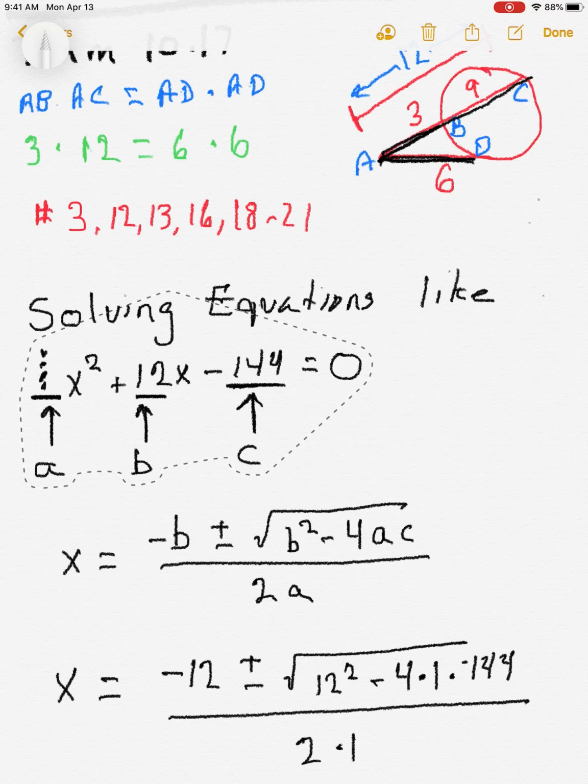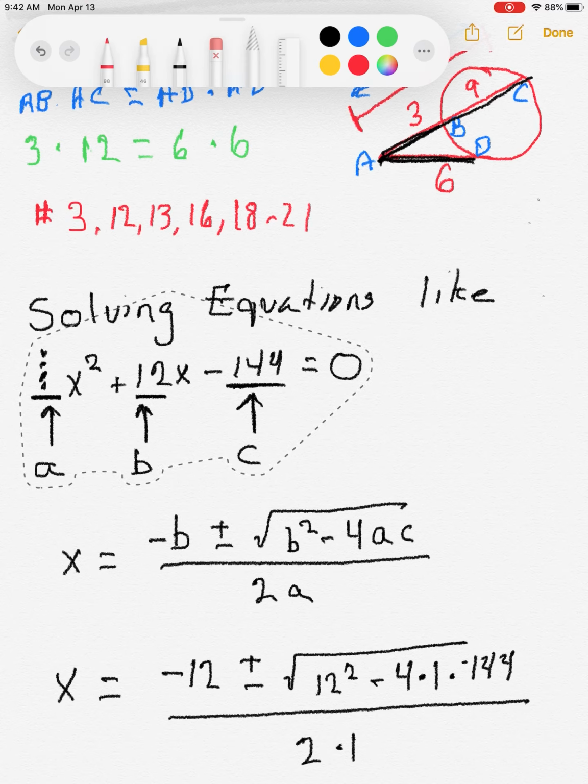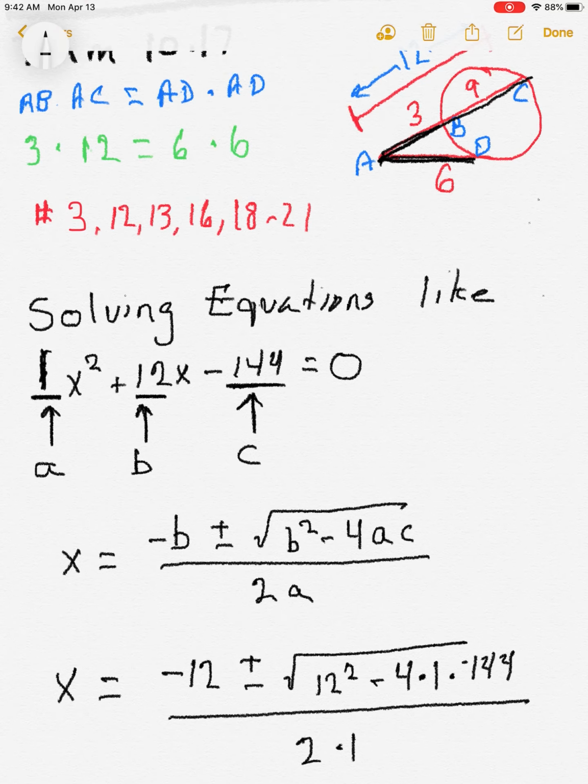Now, first of all, remember, if there's nothing written in front of the x squared, I understand that it is 1. So x squared is the same as 1x squared, and that's why I put a dotted line here. If this was just x squared, it's actually 1x squared.